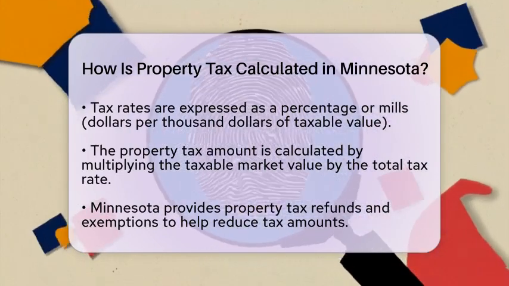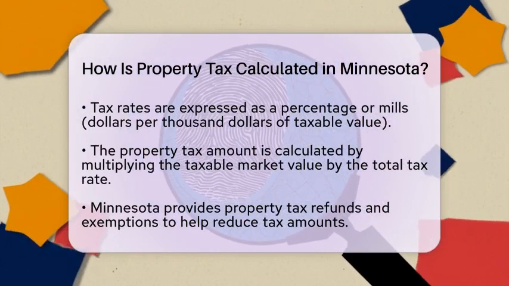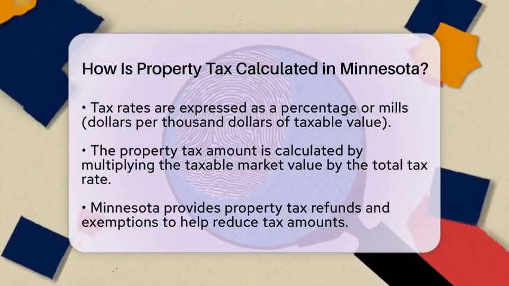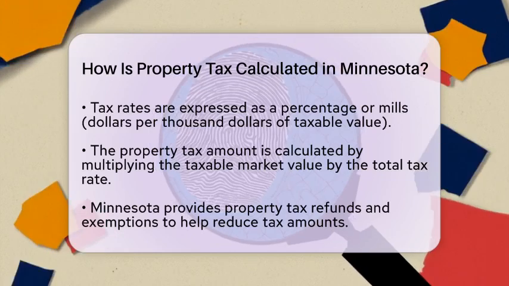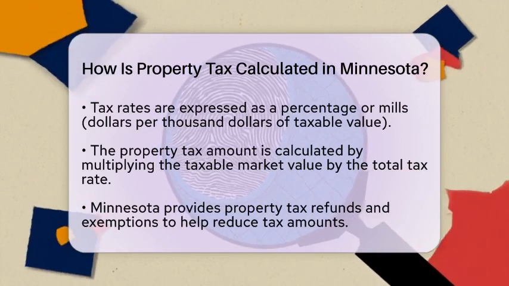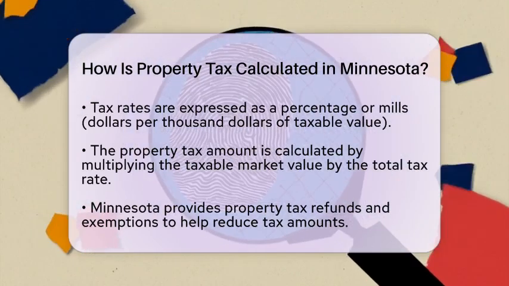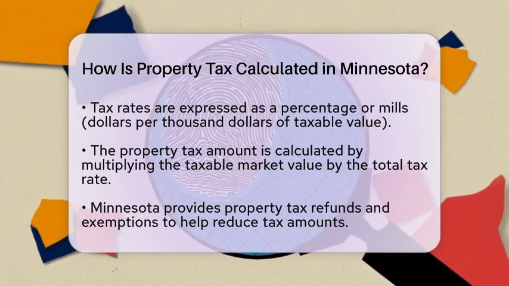Now, to calculate the property tax amount, you multiply the taxable market value by the combined tax rate. The formula looks like this. Property tax equals taxable market value multiplied by total tax rate.